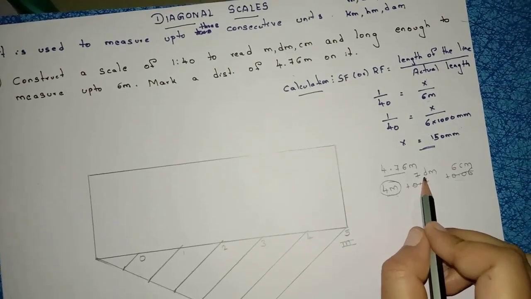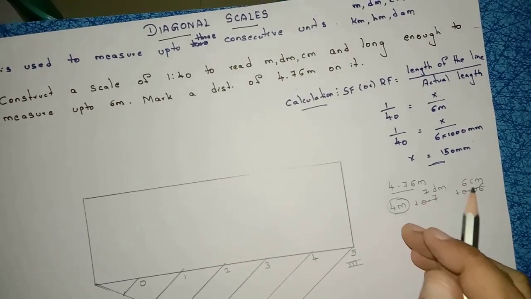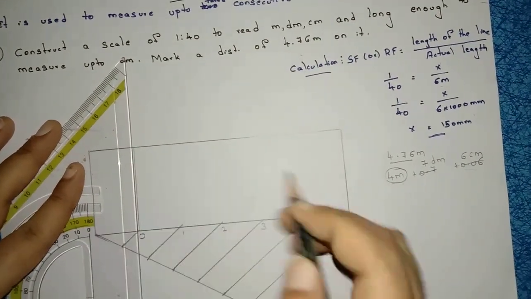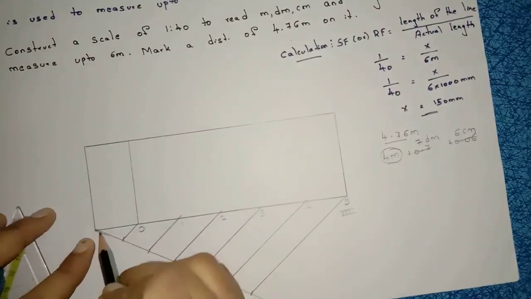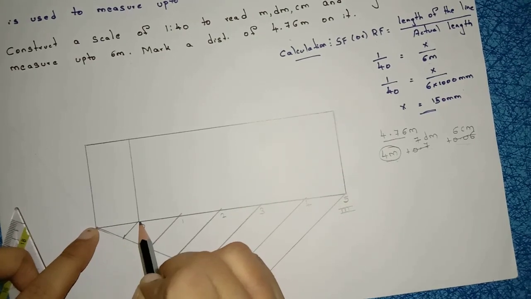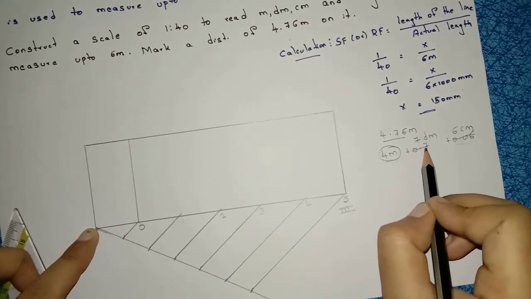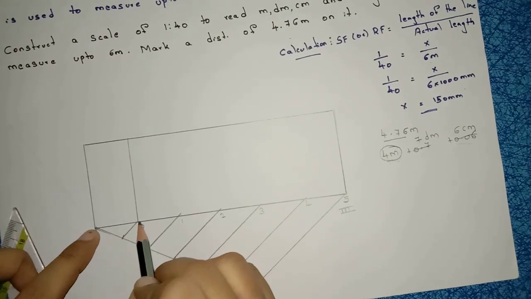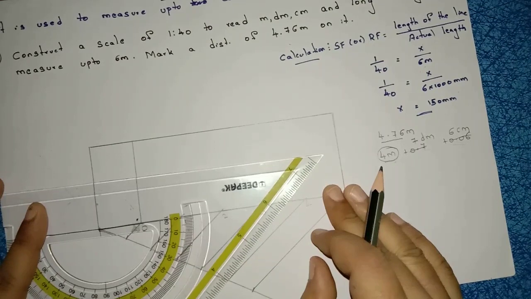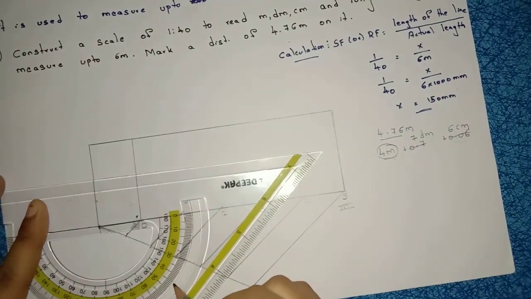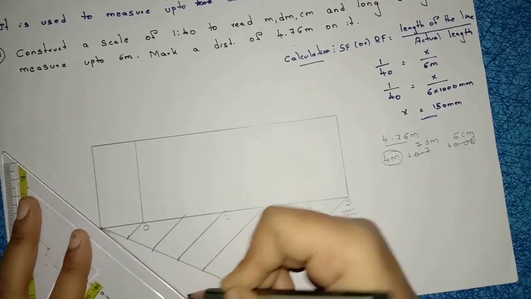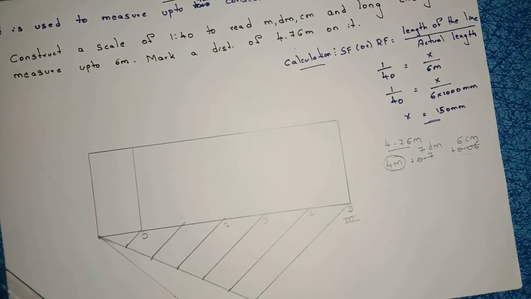So where I have to mark 7 decimeters means from 0, again I should take the perpendicular line. Now this portion is there, from here to here. Again I have to divide this portion into 10 equal parts because 1 meter equals 10 decimeters. So I have to divide this portion into 10 equal parts. Same, place your protractor here. Anyway you have taken 30 degrees, so take here 45 degrees. Draw a line of any length. Now divide into 10 equal parts.